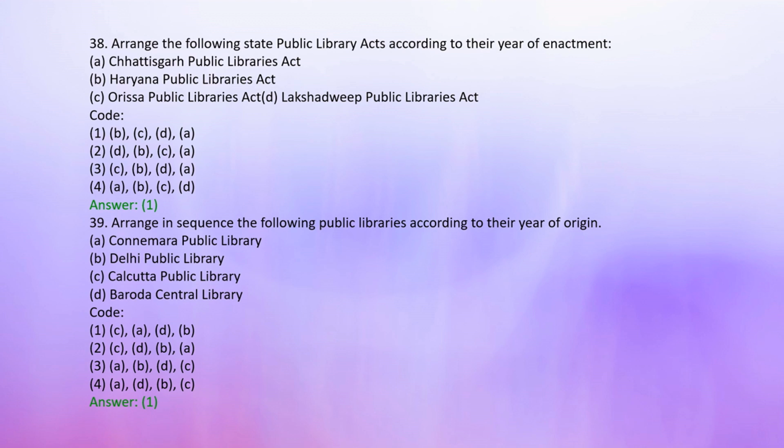Number 38. Arrange the following state public library acts according to their year of enactment. First of all, A, Chhattisgarh Public Libraries Act. B, Haryana Public Libraries Act. C, Odisha Public Libraries Act. And D, Lakshadweep Public Libraries Act. And codes are: number 1, B C D A. Number 2, D B C A. Number 3, C B D A. And number 4, A B C D. And correct answer is 1, means first of all Haryana Public Libraries Act, then C.